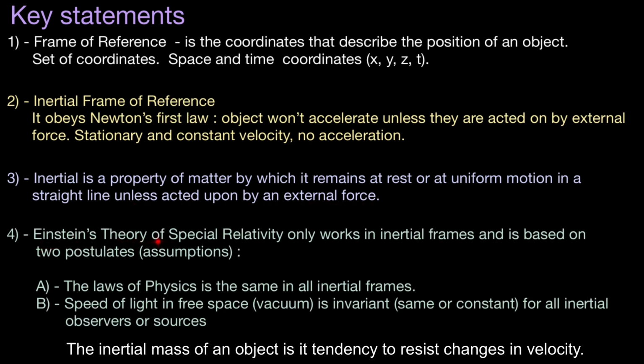4. Einstein's theory of special relativity only works in inertial frames and is based on two postulates, or assumptions. A. The laws of physics are the same in all inertial frames. B. The speed of light in free space, that is vacuum, is invariant. Invariant means the same or constant for all inertial observers or sources.